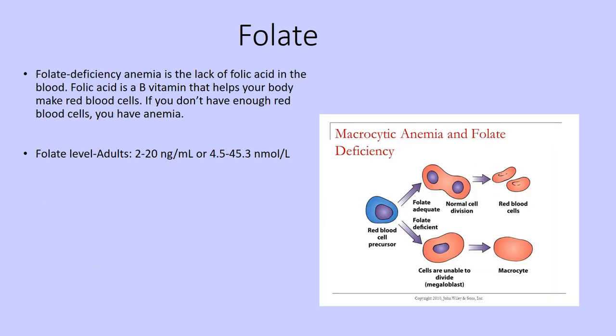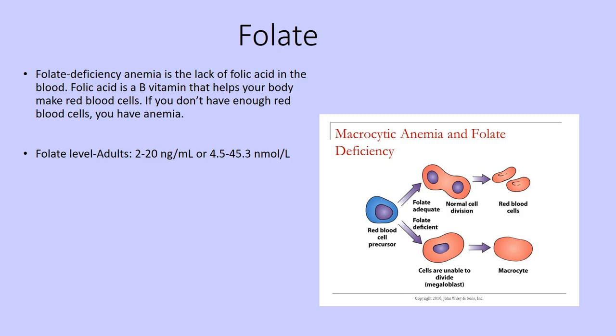The first anemia problem is going to be folate. Folate deficiency anemia is the lack of folic acid in the body or the blood. Folic acid is a B vitamin that helps your body make red blood cells, and if you don't have enough red blood cells, you have anemia. Pretty simple, right? Folate levels for adults are going to be 2 to 20, or 4.5 to 45.3 nanomoles per liter. I show the picture here.